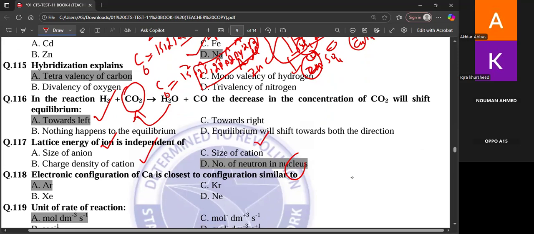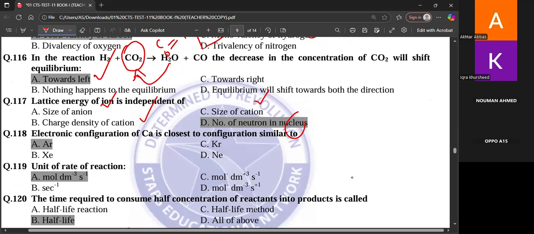The electronic configuration of calcium is closest to the configuration of a noble gas. You know which noble gases are present: helium, neon, and argon. Argon has atomic number 18, so calcium is 20. By losing 2 electrons, it is converted into argon. So we can say that the best option is alpha.